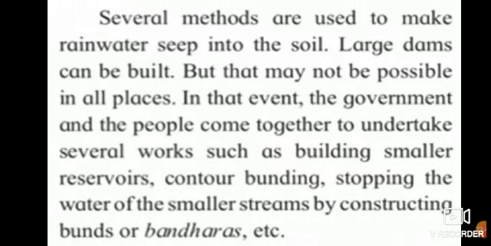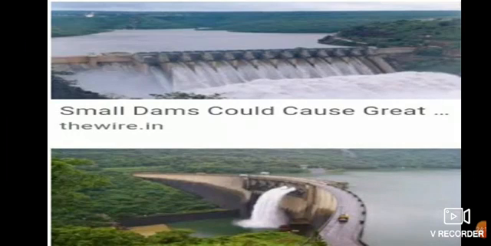So several methods are used to make rainwater seep into the soil. Large dams can be built, but that may not be possible in all the places. In all the places we can't build the big dams. So in that event, the government and the people come together to undertake several works such as building smaller reservoirs.